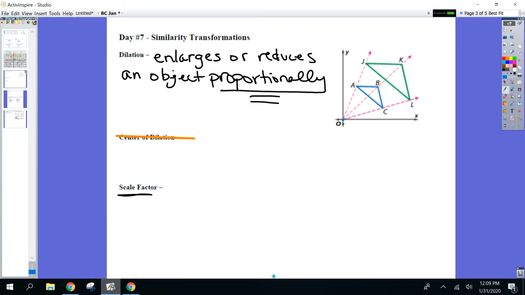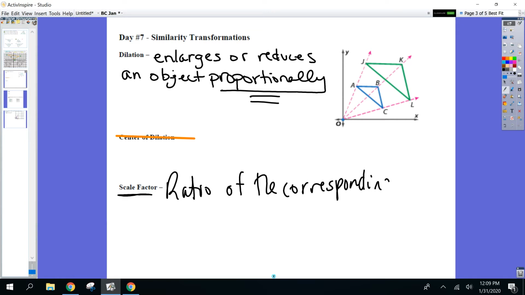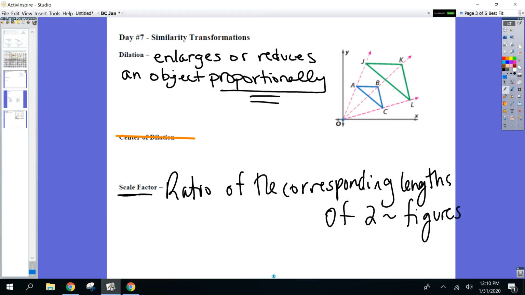It's the ratio of the corresponding lengths of two similar figures. Got a little Eiffel Tower reference in today.